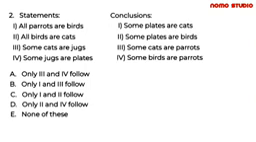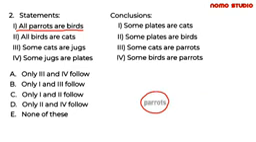Same strategy with example number 1. We will make a Venn diagram for us to easily solve the problem. Statement number 1. All parrots are birds. So, we will make a circle for parrots and for birds. Since all parrots are birds, we will put the parrots inside the circle of birds.